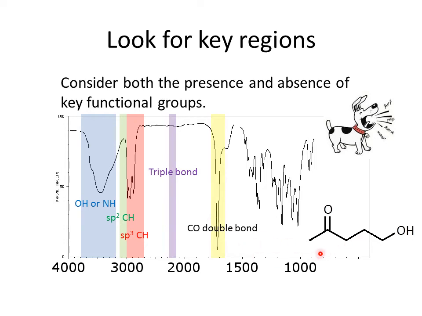So I look for, notice both the presence, so I see a signal here, here, and here. So that tells me that I've got an OH, an sp3 CH, and a CO double bond. But also the absence of signals. I don't have an alkene CH, I don't have a triple bond.